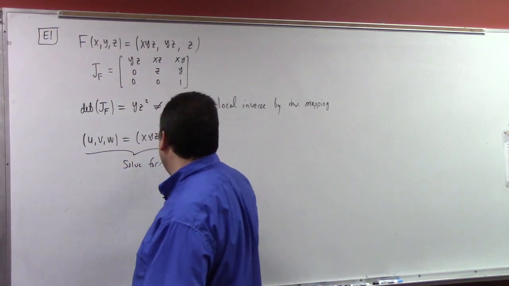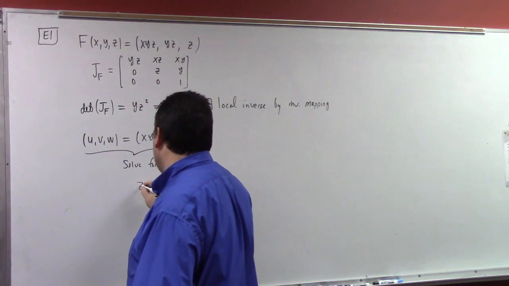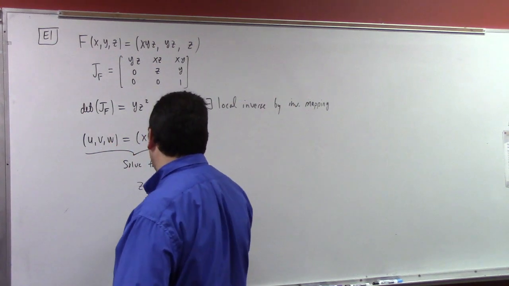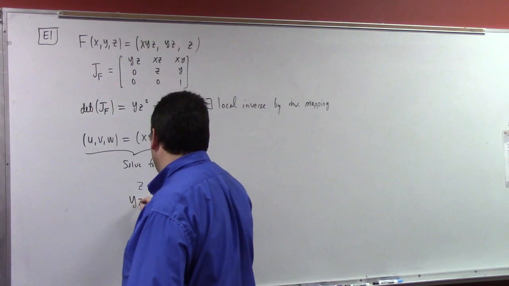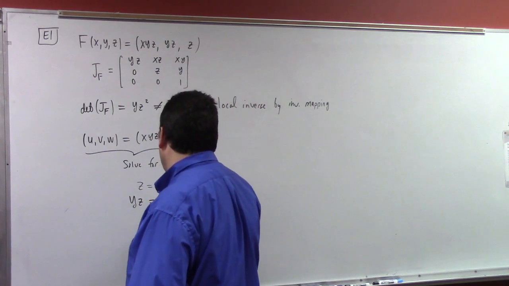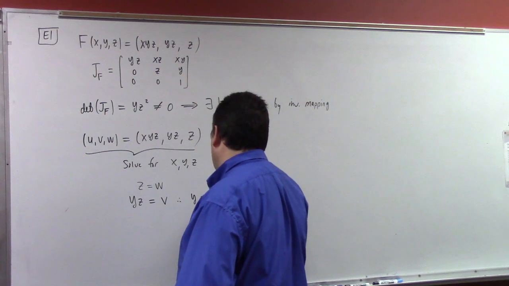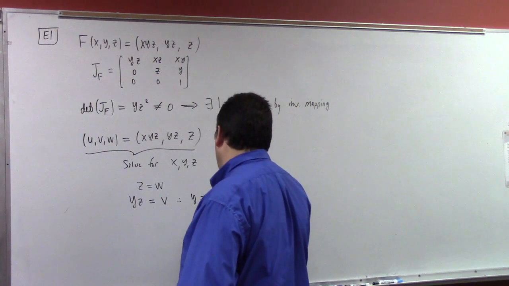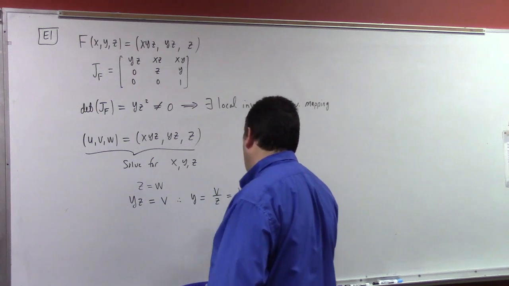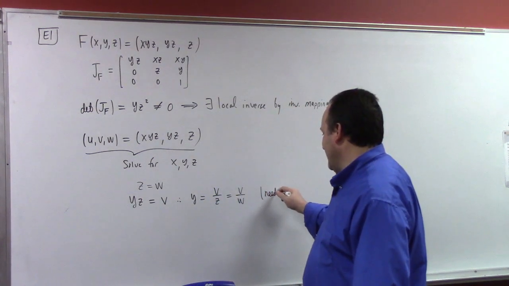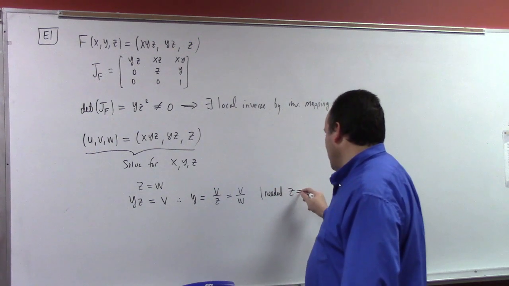Now z is easy, right? z equals w, apparently. And then we've got yz equal to v. So therefore, y is equal to, what is it? v over z, which is v over w, right? Check that out. We needed z not equal to 0 there, didn't we?